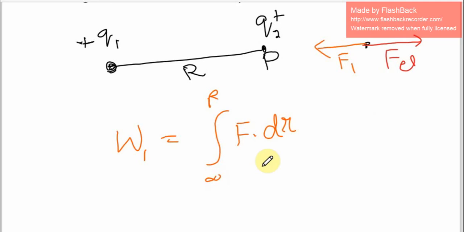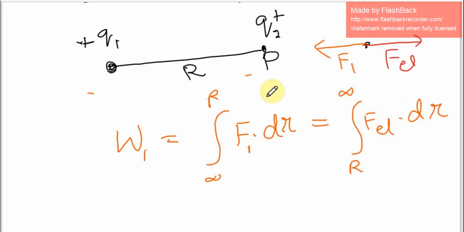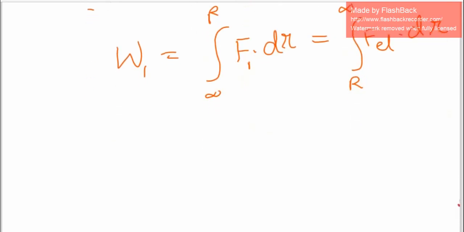So the work done is equal to the force exerted on me dot dr. This work is exactly the same as the electrostatic work done by the electrostatic force from distance r to infinity, the integral of F electrostatic dot dr. Because both forces are equal in magnitude but opposite in direction, flipping from infinity to r, both are the same. It does not affect the magnitude.